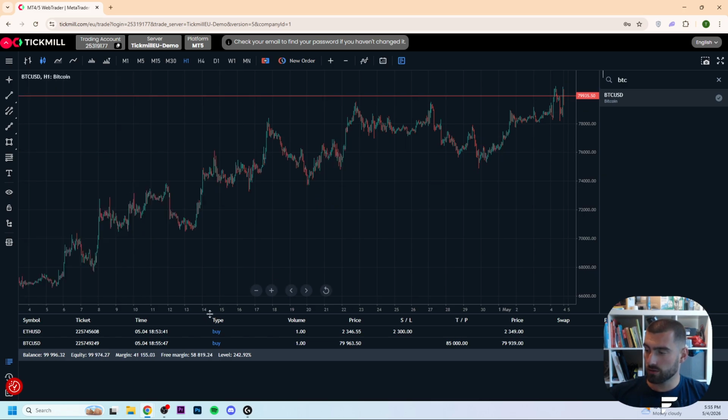If you go to the bottom, you see Bitcoin US dollars with the time, a buy position, the volume at this price, and then at TP, take profit, is standing 85K. So this is how you can take profit right here in TickMill.